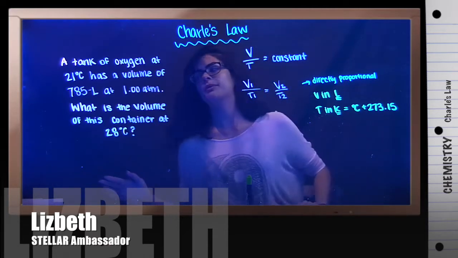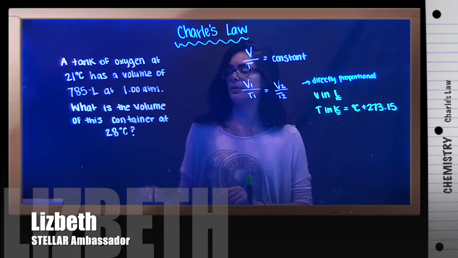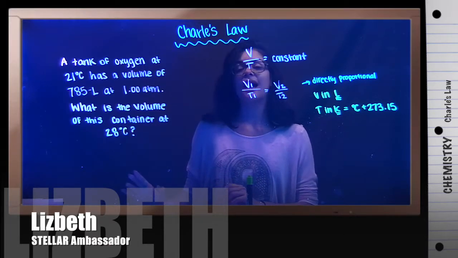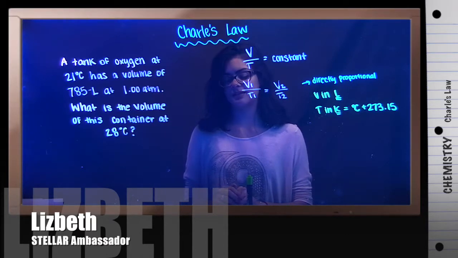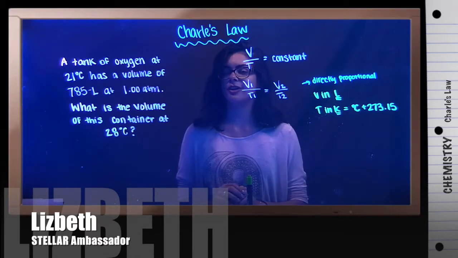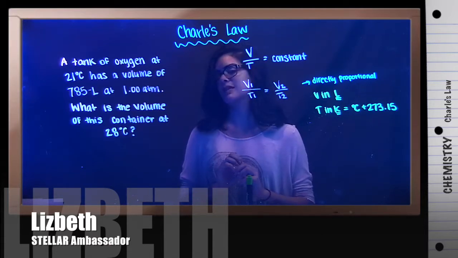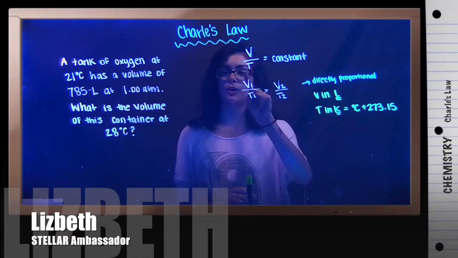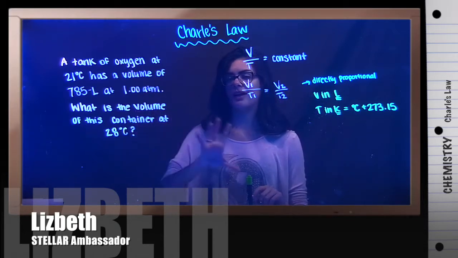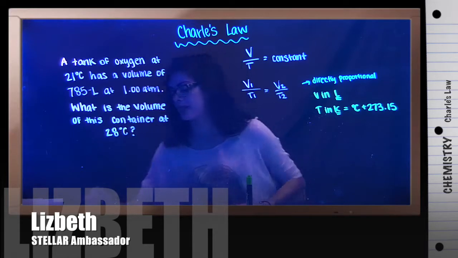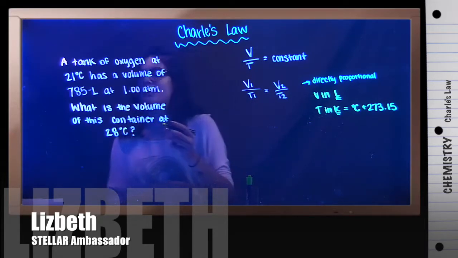So over here I have a problem. It says a tank of oxygen at 21 degrees Celsius has a volume of 785 liters at 1 atmosphere. What is the volume of this container at 28 degrees Celsius? So let's try to figure out what exactly they're asking for, because that's the important part in these questions. It's important to know your equations, what they stand for, and how that relates to what you're given. So over here, we see that they give us a temperature.